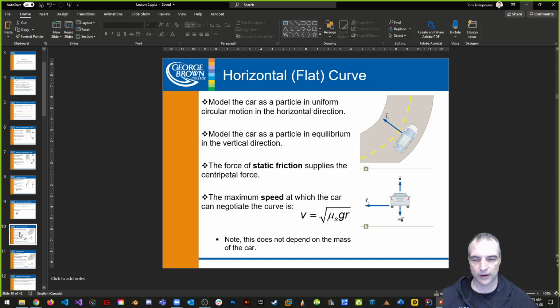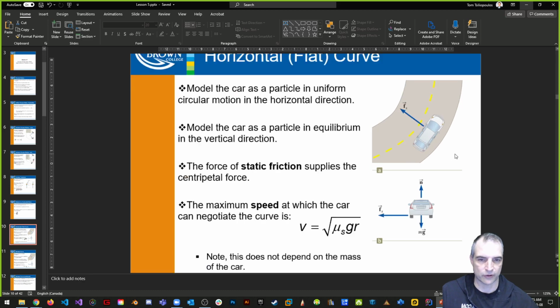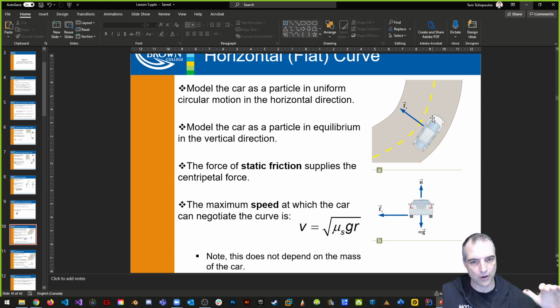All right, what about an object on a horizontal flat curve? What forces does it experience? Here's the model of a car as a particle in uniform circular motion. We know a couple of things about this. One, the force of static friction is the thing that keeps the car on the road, rubber on concrete. If the tires were made of, let's say, steel on concrete, the force of static friction may not be enough for the car to complete this curve nicely. It would keep going in a straight direction.